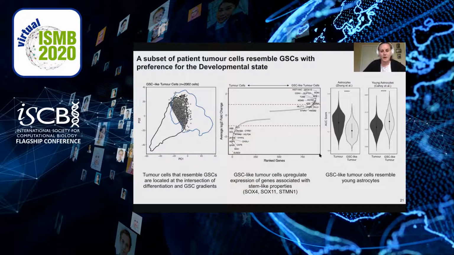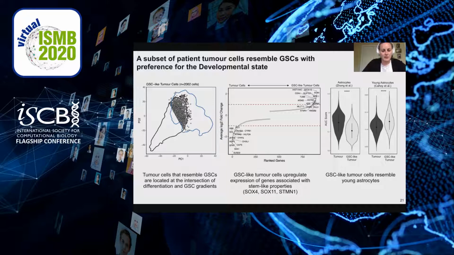So finally, in collaboration with Gary Bader's lab, we wanted to do a more formal identification of which tumor cells actually look most like the GSCs. To do this, Gary's PhD student Owen helped us with a logistic regression classifier, which will basically help us nominate GSC-like tumor cells from our patient tumor single cell data. And perhaps unsurprisingly, what we found was that the cells that looked most like GSCs in the tumor were in this region of overlap on the PCA plot.